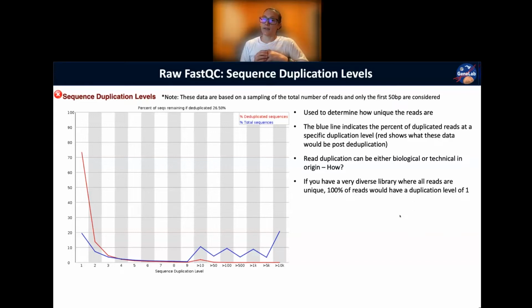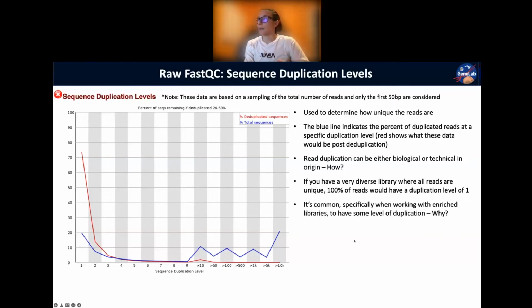So if you have a very diverse library where all the reads are unique, you would see 100% of the reads have a duplication level of 1. It almost never happens. It's common, specifically when working with enriched libraries, right? Enriched being the fact that we have PCR amplification, to have some level of duplication. Why? I guess I already answered that question. Because they're artificial copies that we're making during that amplification step. And then just some discussion about the types of duplication levels, right?